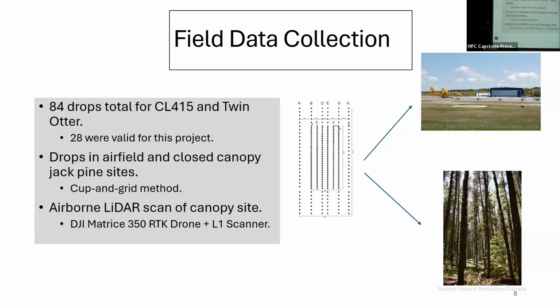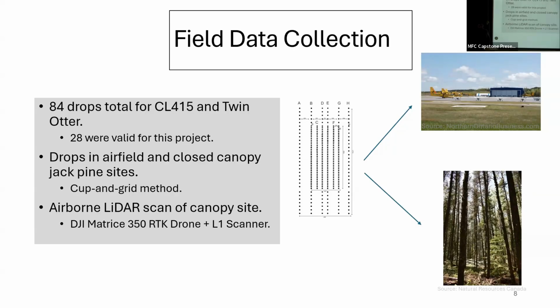Air tanker drop data was collected during those 2017-2019 field experiments that I mentioned earlier using the cup and grid method. Cups 4 1/4 inches in diameter were placed roughly 3 meters apart to form a grid of about 300 cups. Drops took place at both an airfield site representing the open environment with no forest structure and in a closed canopy jack pine stand. After each air tanker dropped, the amount of water captured in each cup was recorded in millimeters. Each cup location was surveyed using precision GPS, allowing the drop footprints to be digitized for spatial analysis.